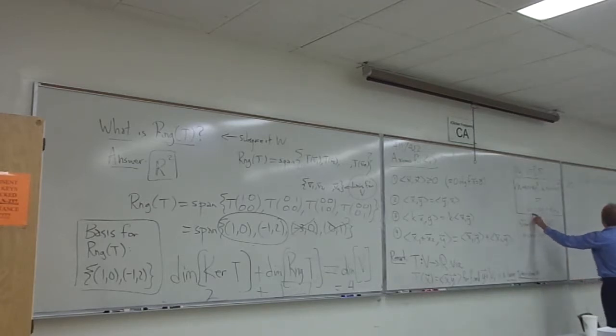a0 times b2 would be 1 times 1, which is 1. a1 times b1 would be negative 2 times 1, that would be negative 2. And then using this formula, a2 times b0, that would be 1 times 1, which is 1. That adds up to 0. Anything wrong with that? Nope. Absolutely nothing wrong with that. All that shows is that these two vectors are perpendicular, in the context of an inner product.